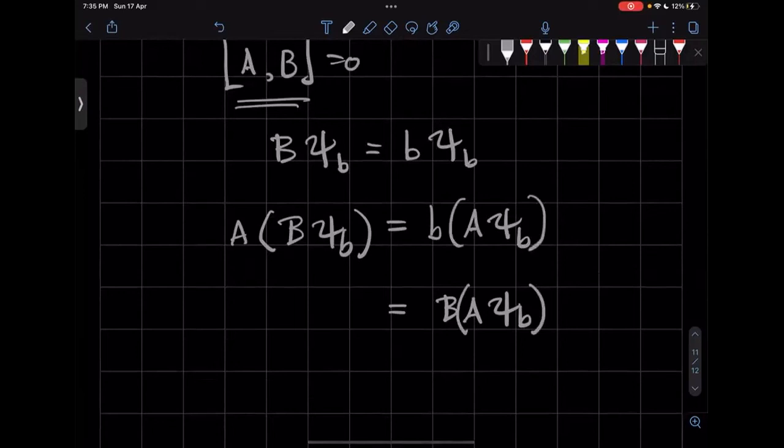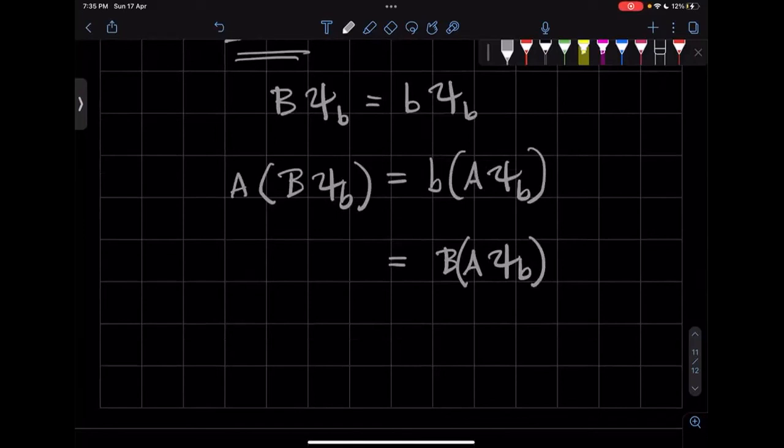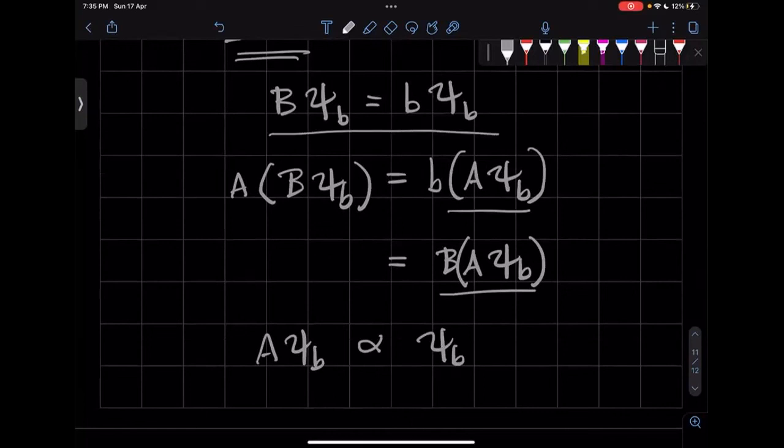So that means that A times psi_b is proportional to psi_b, because this is just an eigenvalue equation, the same as here. There is an assumption that the eigenvalue is not degenerate. If it's degenerate, it requires a little bit more work, but we won't go there.